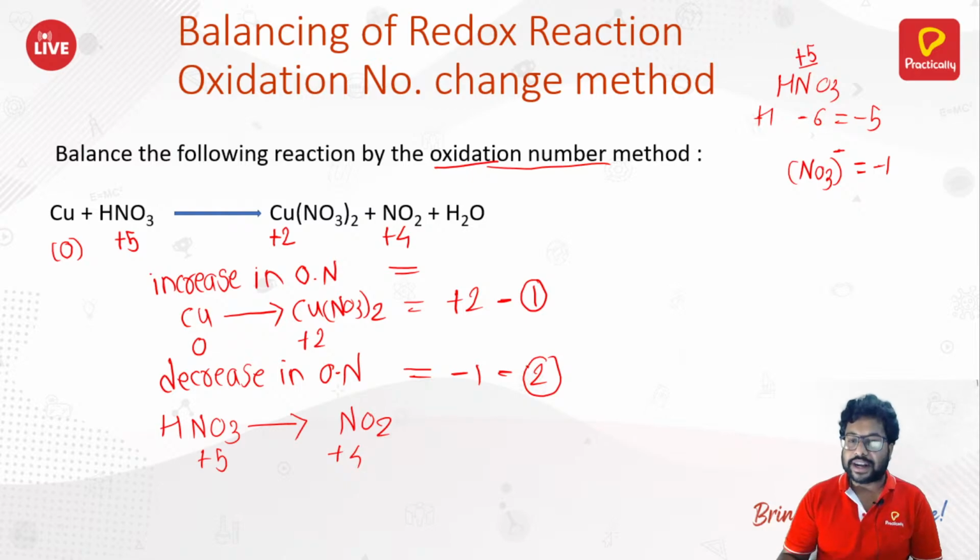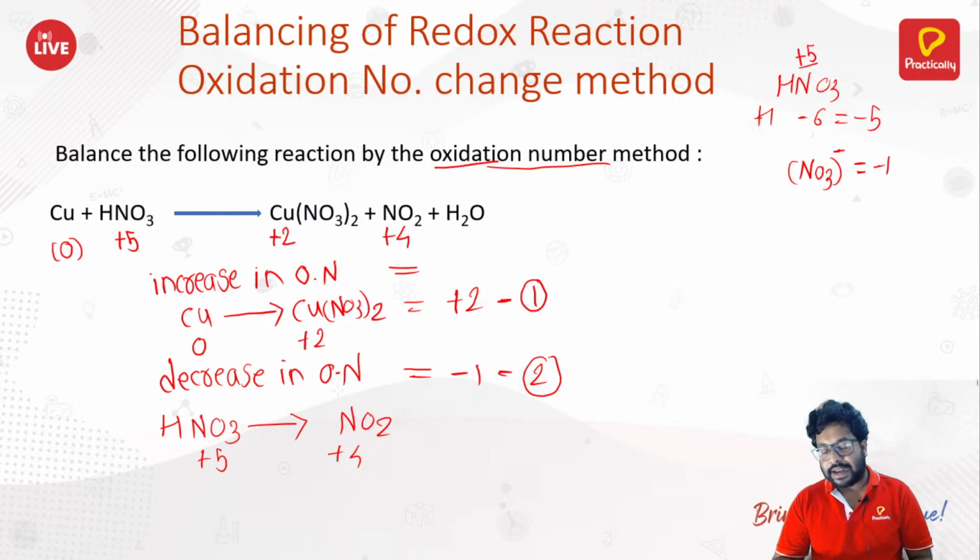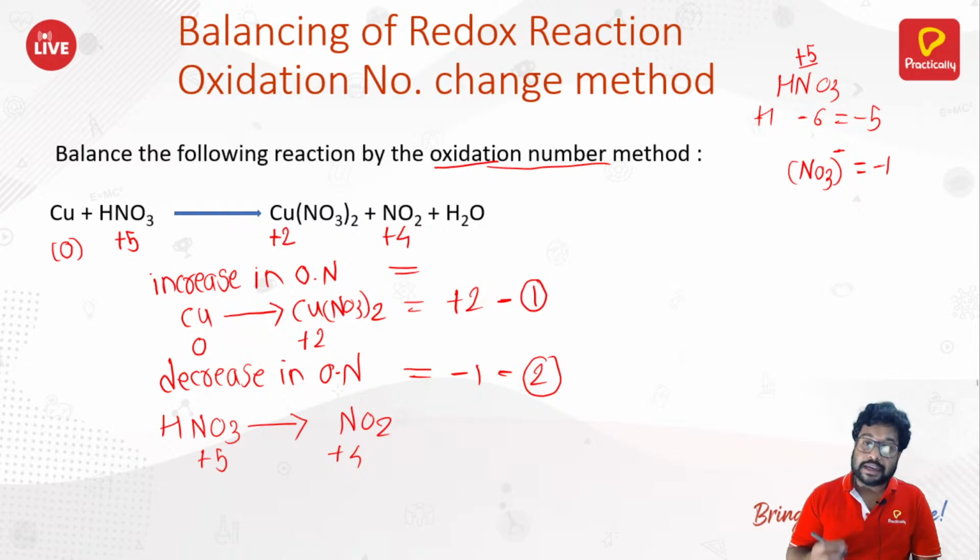So as I told you earlier, to make the reaction balanced, you need to make increase and decrease in OS the same. So what do you need to do here? You need to multiply equation 2 by 2, equation 1 by 1. Then you will have CuNO3 as it is. Multiplying this by 2, you will have a -2 here, and you will have 2HNO3 plus 2NO2.